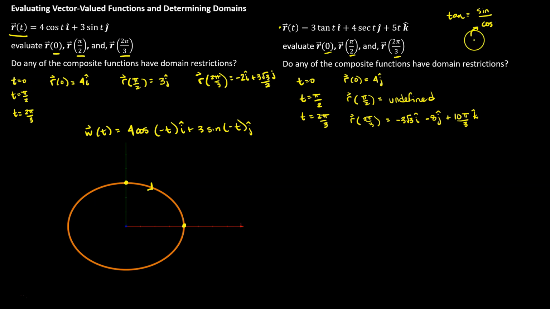Cosine equals 0 at different multiples of pi over 2. So if we allow t to be an odd multiple of pi over 2, we will have an undefined component function. And even if the other two components are just fine, one of them is not, and that's enough to break the entire function. So our vector function does have a domain restriction. t cannot be an odd multiple of pi over 2.